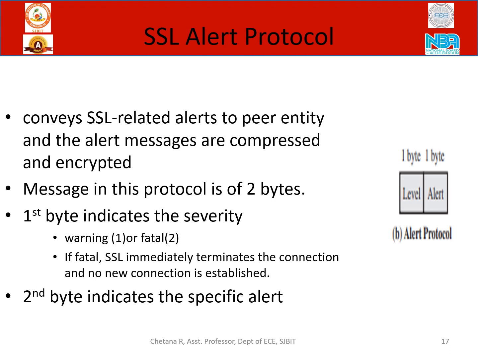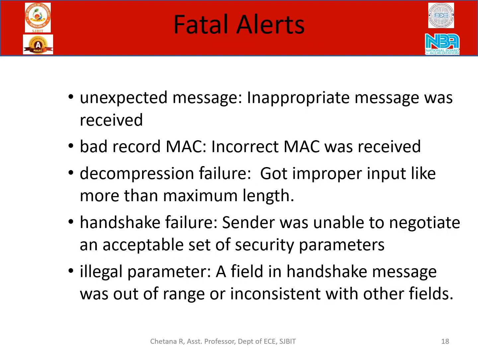We have the alert protocol. Alert protocol is of 2 bytes. The first byte tells you the level of the alert, whether it is a fatal alert or a warning alert, and the second byte tells you what type of attack. So if it is fatal, you have to terminate the connection and no new connection is allowed. What are the fatal alerts? Fatal alert means you have to abandon the process. If you have an unexpected message, some abrupt random message which is not at all relevant to the context of your conversation, you have to immediately stop, because it indicates that someone has intervened and the hacker is inside your vicinity.